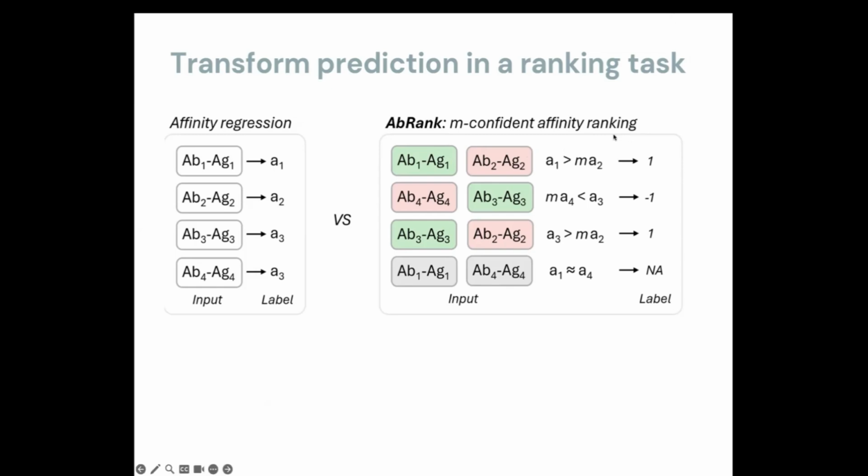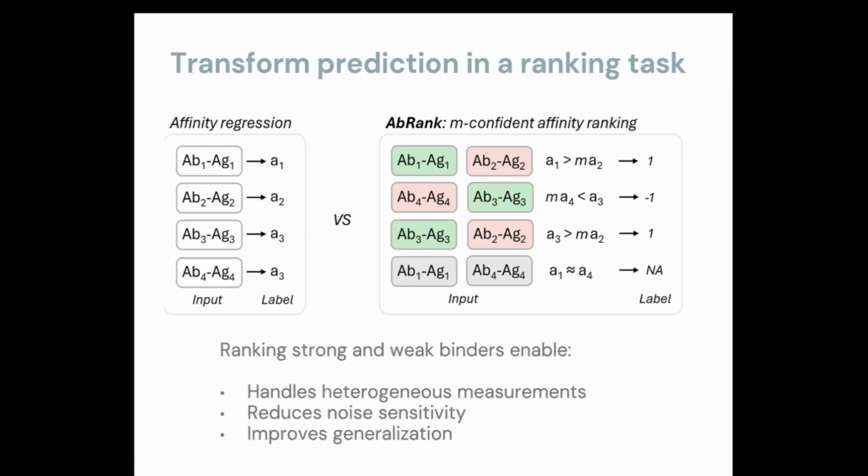We also put a threshold, so we don't ask to rank pairs that have small differences in binding affinity. We put here a threshold M, and our threshold was 10. So we only ask the model to rank pairs that have at least a 10-fold difference in binding affinity. Our reasoning was that less than a 10-fold difference could just represent experimental biases and noise, so we don't want to confuse the model. Exactly, and we tested that this setup is likely to reduce noise sensitivity and improve generalization.